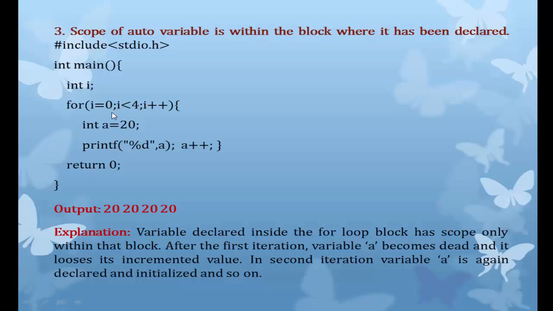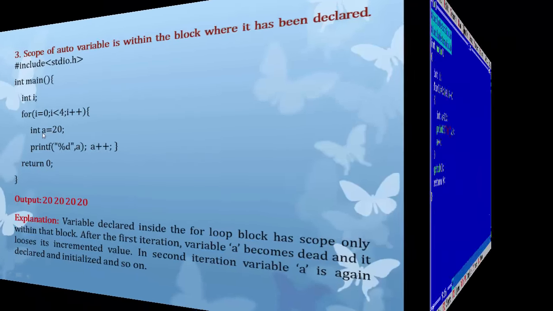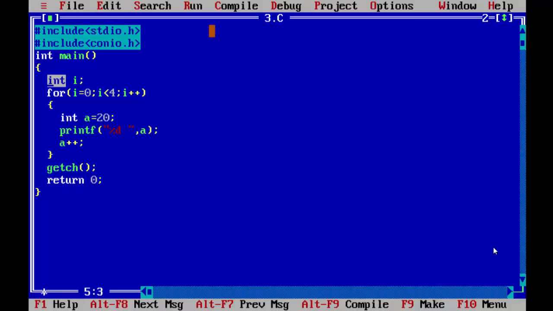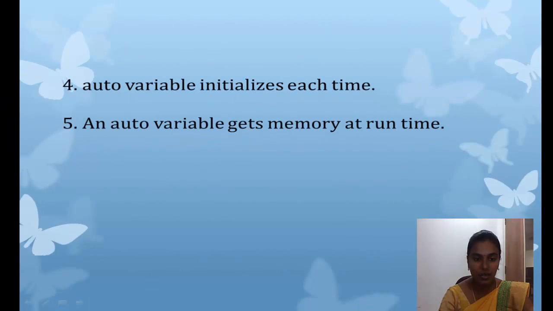The variable declared inside the for loop block has scope only within that block. After the first iteration, variable a becomes dead and it loses its incremented value. In the second iteration, a is again declared and initialized, and it continues. Suppose printf %d a is given outside this closing brace, it will be an error because the scope of this a is only within this for loop. If this program is compiled, there is no compilation error. It will give the output 20, 20, 20, and 20. An auto variable is initialized each time. An auto variable gets memory at runtime.